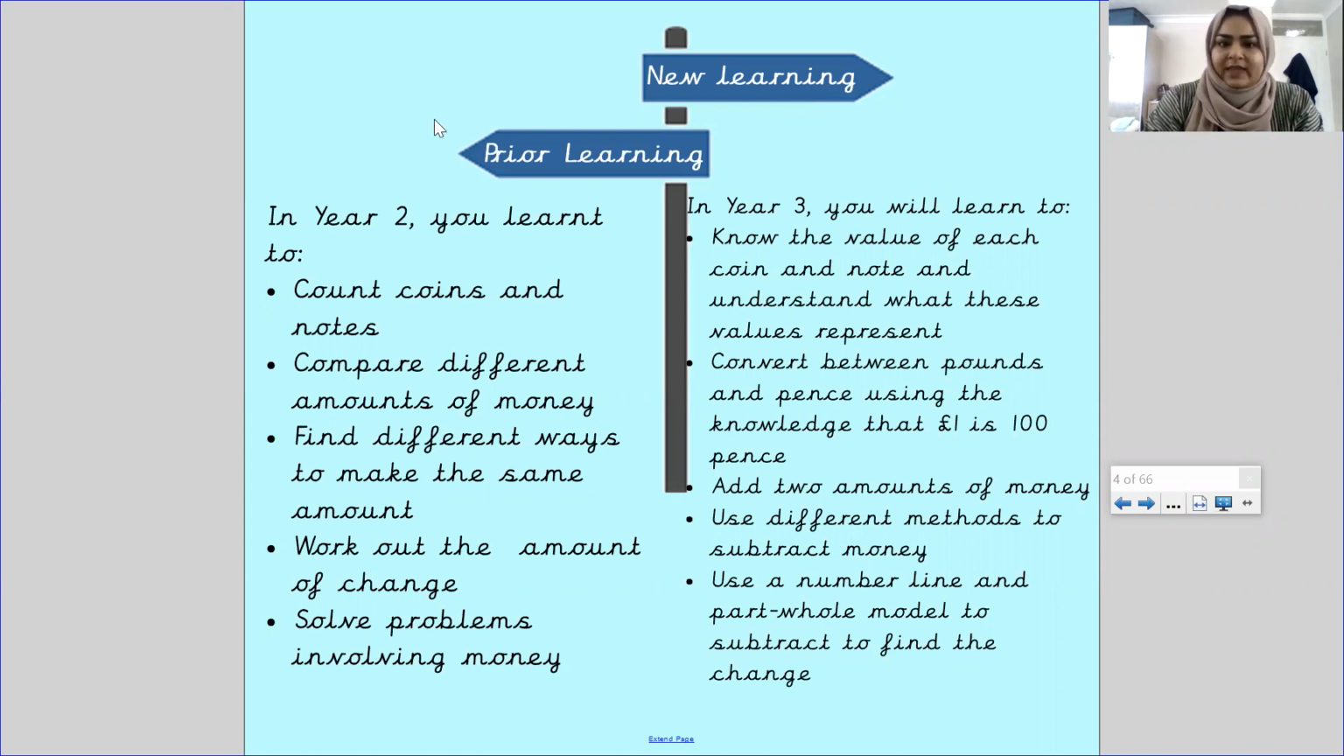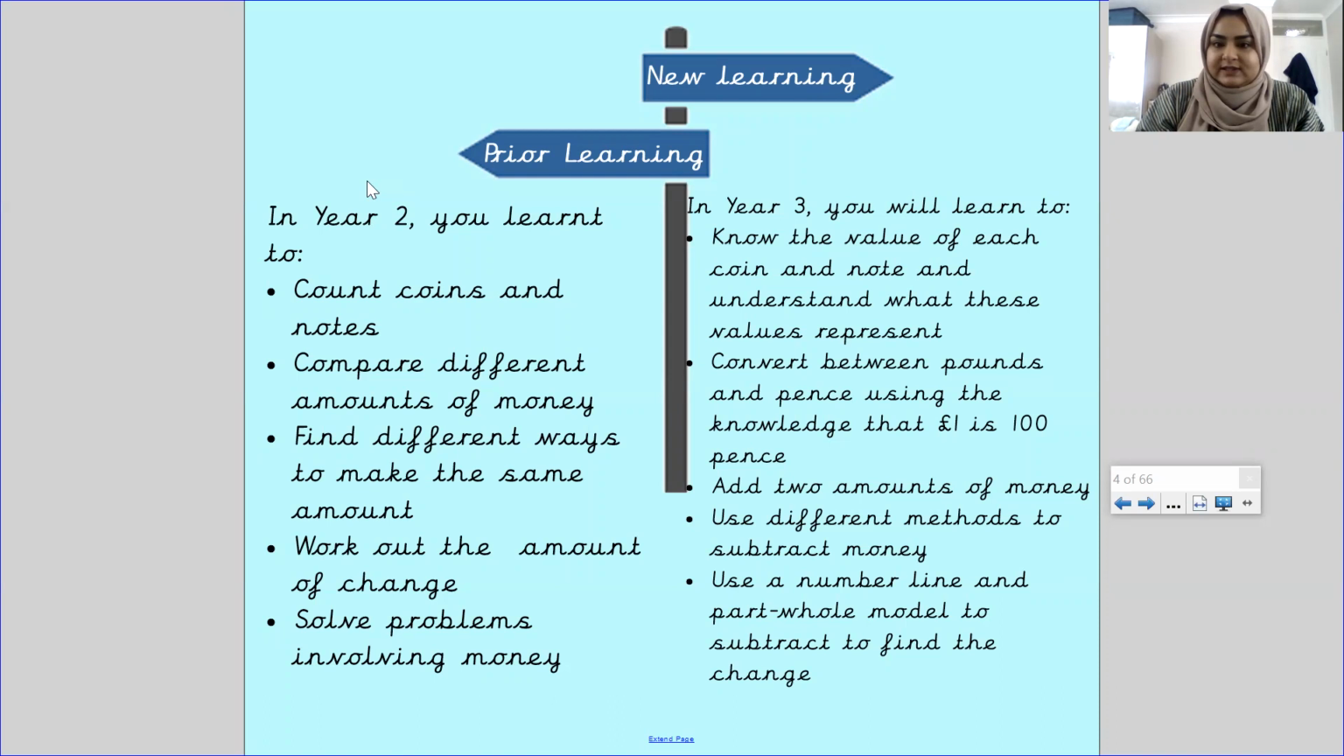With our prior learning, so what we learned before, in year 2, you would have learnt to count coins and notes. You should have learned to compare different amounts of money. You should have been able to find out different ways to make the same amount. And then you worked out the amount of change and you solved problems involving money. In year 3, you will learn to know the value of each coin and note and understand what these values represent, so what they mean.